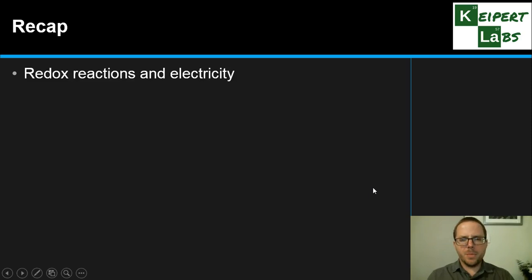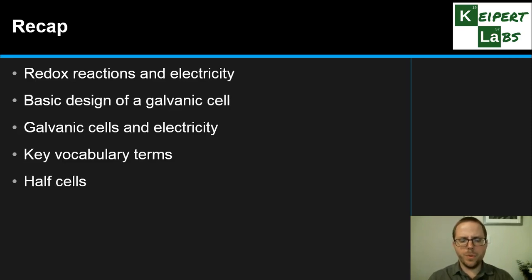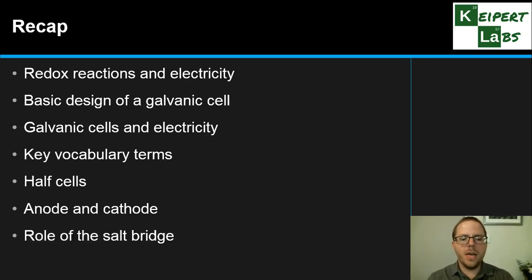So we looked at the connection between redox reactions and electricity. We went through the basic design features of a galvanic cell and how that allows electrical energy to flow. We introduced some key vocabulary terms. We talked about the fact that galvanic cells are made up of two half cells with each half reaction occurring. We can label those two halves as anode and cathode based on the process that's occurring at each one, and the importance of the salt bridge in maintaining the success of a galvanic cell, as well as the different types of galvanic cells that we commonly encounter.